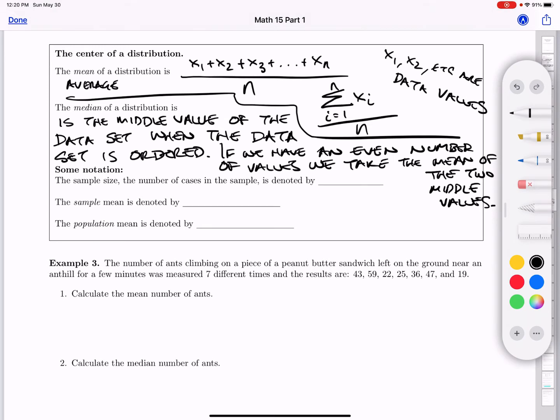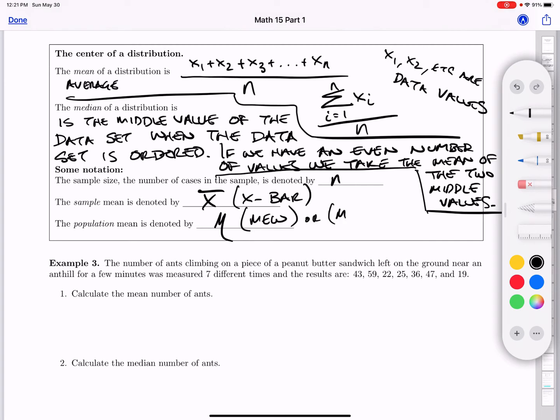Some notation: the sample size, we denote by n, a lowercase n usually. The sample mean is x with a bar over the top, or a line. We say x bar. If your mean is coming from a population, you use this Greek letter, which is pronounced mu. And that's our notation for a population mean.